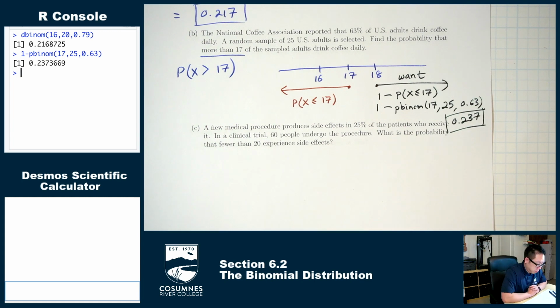Part C. A new medical procedure produces side effects in 25% of patients who receive it. In a clinical trial, 60 people undergo the procedure. What is the probability that fewer than 20 experience side effects? Okay, so I'm going to first translate this into symbols.